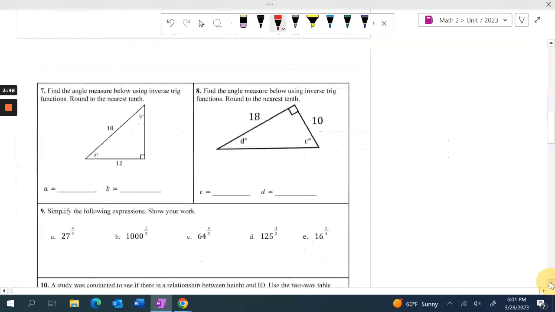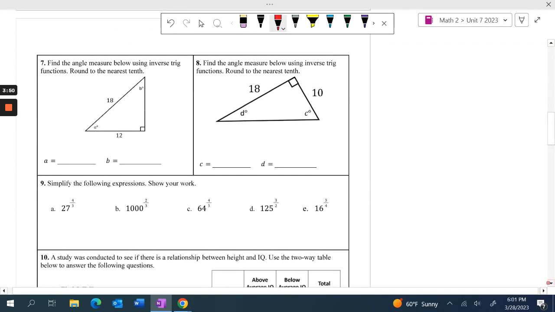Number 7, find the angle measures below using inverse trig functions. Round to the nearest tenth. So I'm going to go ahead and solve for a first in this problem here. So a is going to be my reference angle, and since I'm working from a, that means that the side where the 12 is on is going to be my opposite side, and the side where the 18 is on is going to be my hypotenuse side.